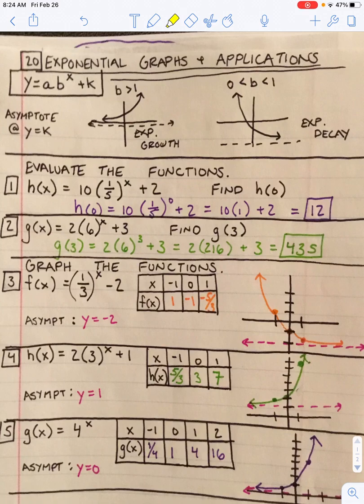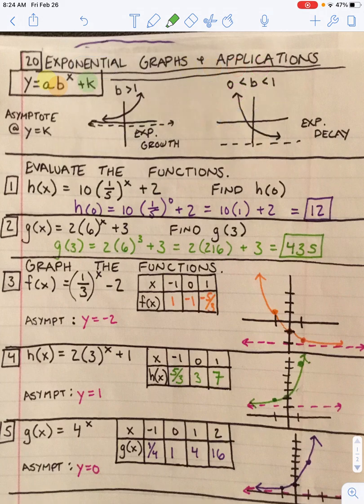Today we are going to be focusing on how to graph exponential graphs and some application problems with exponential functions. So first of all, I'm going to show you the equation for an exponential graph. An exponential is y equals a, where a is usually our starting point if we don't have a vertical shift, times our b value. B value is going to be very important, raised to the x plus k.